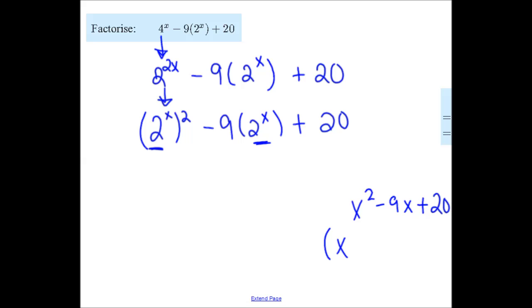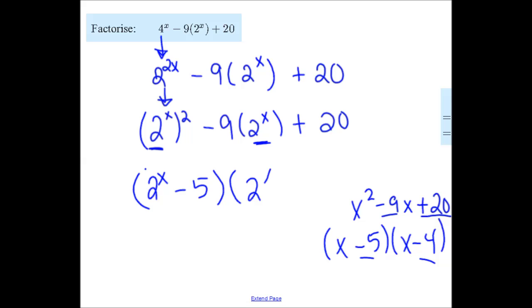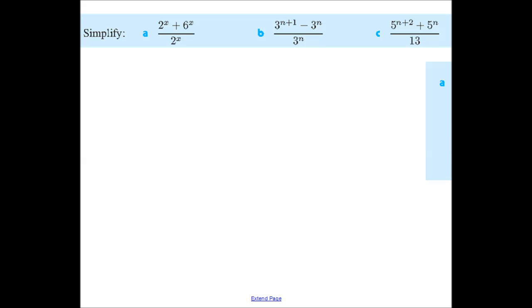We can say that's x minus 5, and that's x minus 4, because when we multiply negative 5 times negative 4, we get positive 20. When we add them, we get negative 9. Same idea here, but instead of x, we're going to use 2 to the x. So we'll have 2 to the x minus 5, and 2 to the x minus 4. And when you FOIL that, you should get what you started with, so you can always check your work. So that is totally factored.